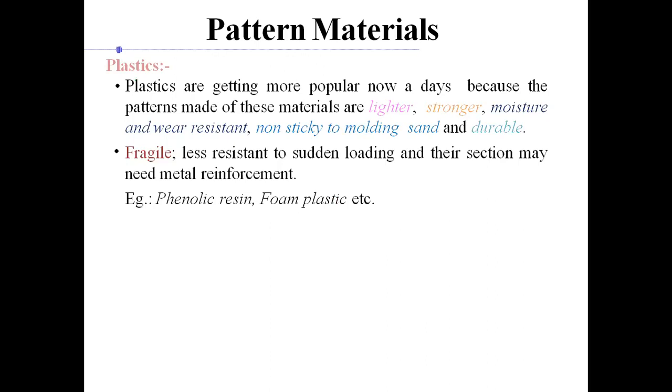Other things that are used are plastics. Okay. Plastics are also used as patterns. Plastics are getting more popular nowadays because patterns made of these materials are lighter. No doubt, as we know, plastics are lighter. They're stronger, right? Moisture and wear resistant also, right? So the other two, metallic and wooden, had this problem of moisture when it comes to wood, and corrosion, rusting, when it comes to metals. But here in plastics, we have not got that problem.